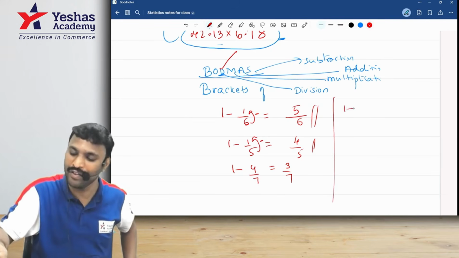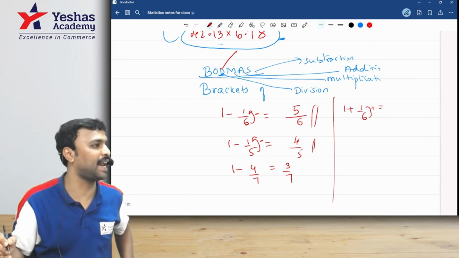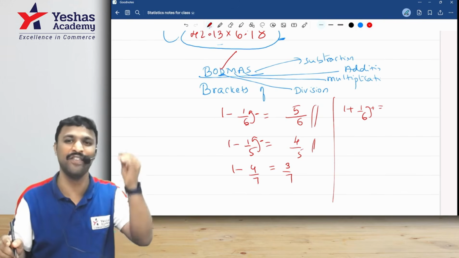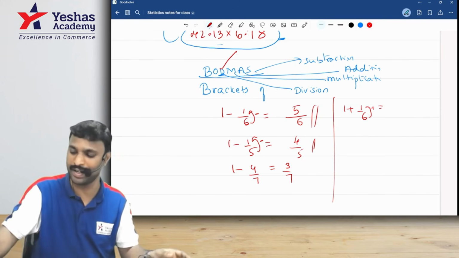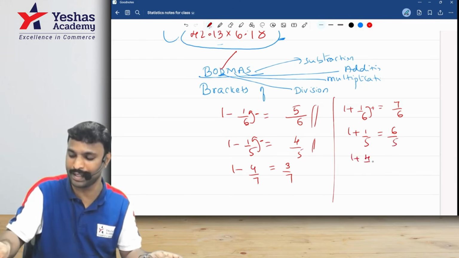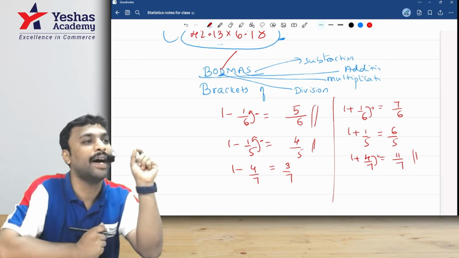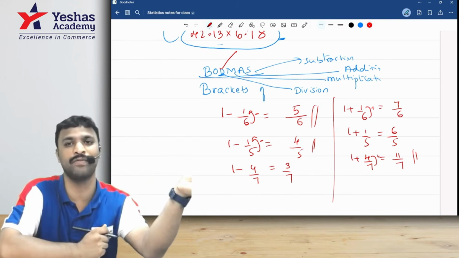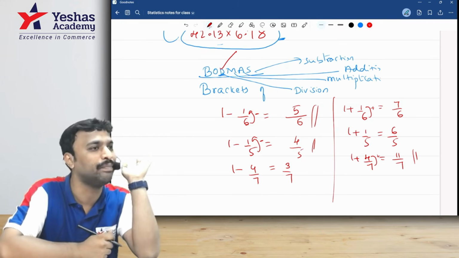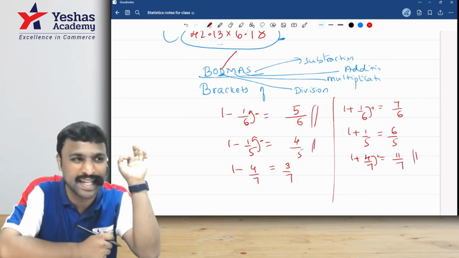But when you add a fraction to 1, this time around you're going to add. For subtraction, we subtracted them. For addition, we add them. So 6 plus 1 is how much? 7. 7 by 6. 1 plus 1 by 5 will be 6 by 5. 1 plus 4 by 7 will be 7 plus 4, how much? 11 by 7. Have you understood? This is when a fraction needs to be subtracted from 1 or added to 1. So this will give you calculation much faster than your calculator. Yes or no?